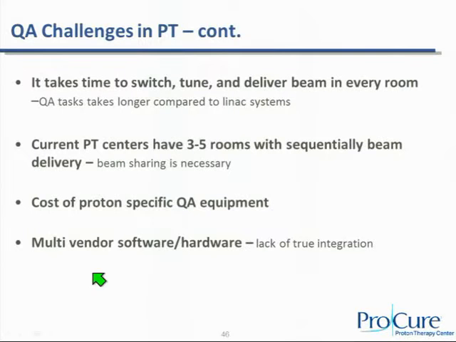There is still this issue of multi-vendor software and hardware. In our facility, I'll give you an example. The treatment planning system is different from the record and verify system. It's different from the imaging system, and it's different from the software that controls the robot. So you have 5, 6 different software companies doing 5 different things, and they're all part of this chain of the treatment.